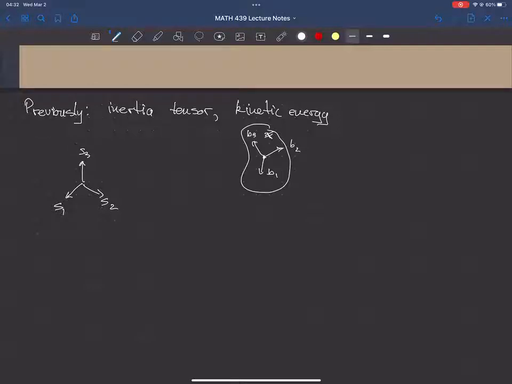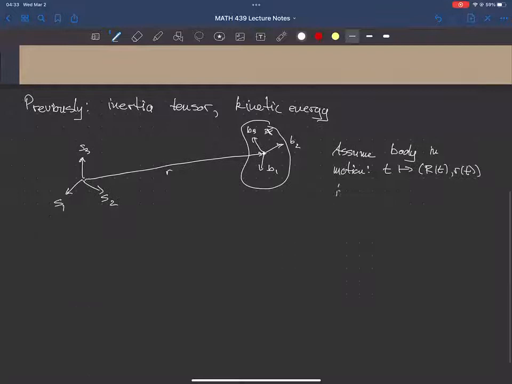and so correspondingly, there's a vector r to the center of mass. Okay, and we're going to assume that the body is in motion. And so there's a curve in SO3 cross R3. Okay.